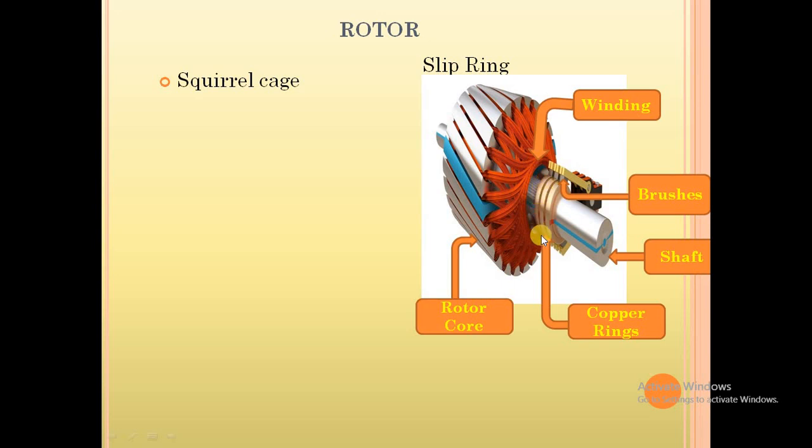Here we can see there are 3 slip rings made up of copper. These circular copper rings are provided on the shaft, and there are 3 brushes. Obviously, carbon brushes rest on these slip rings, meaning they are not fitted or fixed on the slip rings, they are just resting on them. So 3 brushes rest on 3 slip rings, and here we can make external connections, that is, we can add external resistors to adjust the torque speed characteristics.